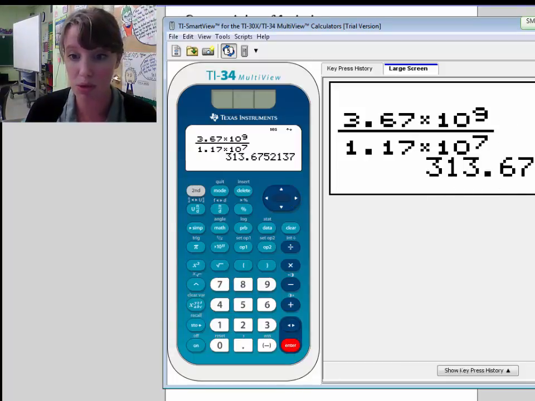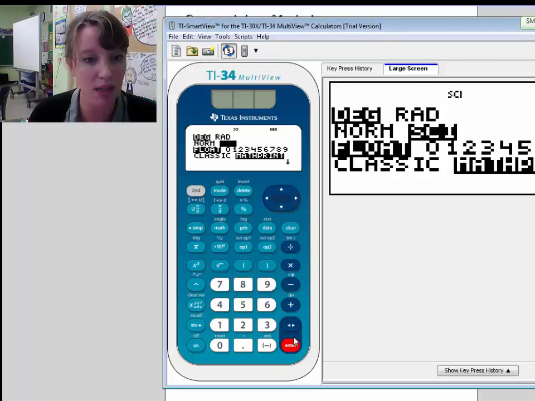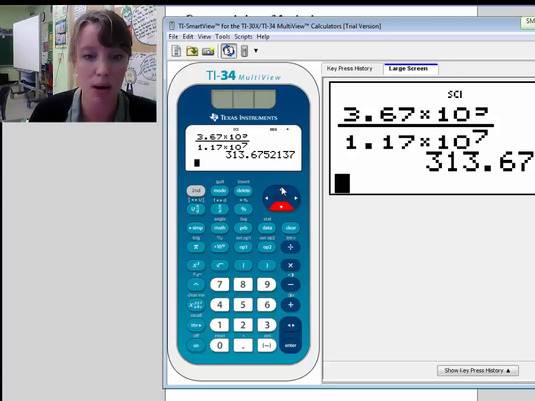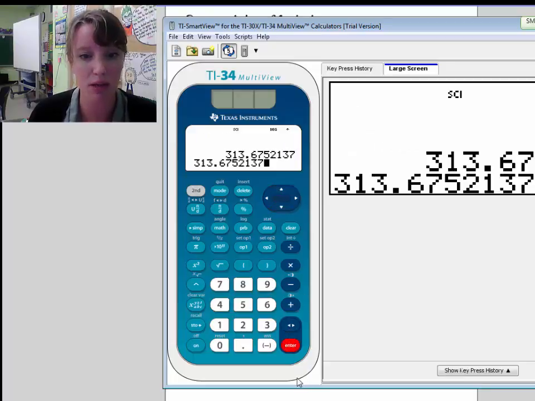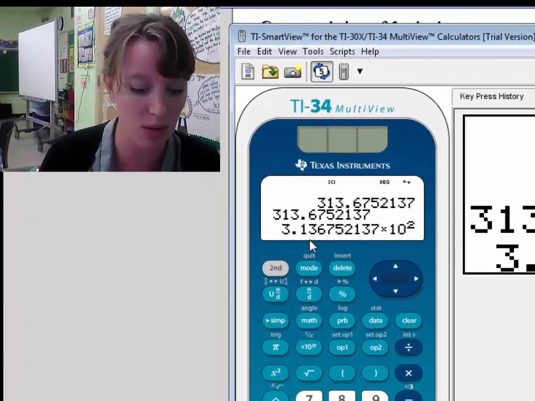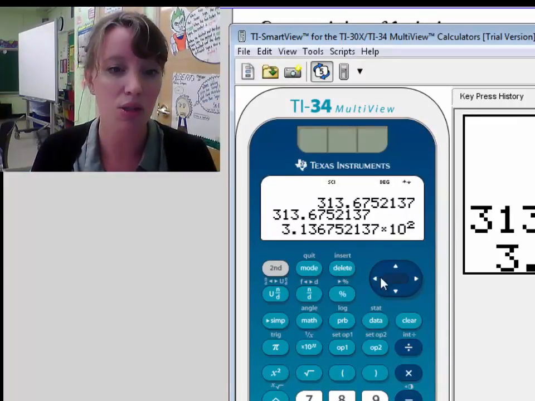So you'll notice the number that it gave me was not in scientific notation, okay? So what I can actually do, there's a mode here, and I can go down and I can go over, and this mode right here, when it's in this mode, it will put everything in scientific notation. So if I arrow up here and I press enter again, it should give me the number in scientific notation. So that was what I was saying. It was 3.1, and I estimated it to be 3.14 times 10 squared. Okay, so that's the way you could do it.